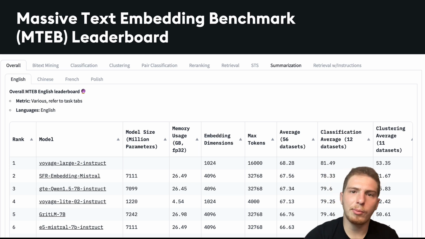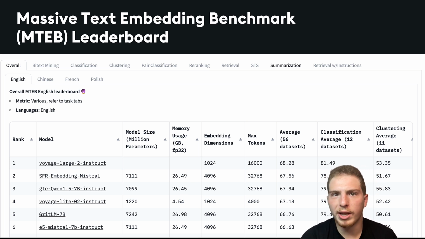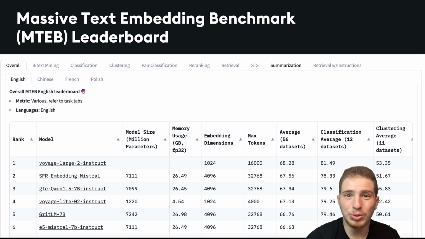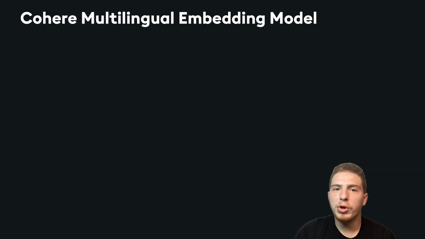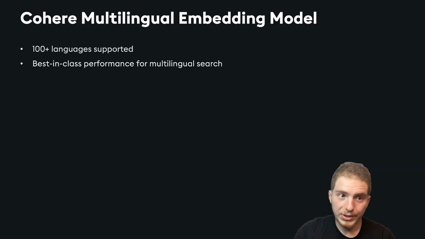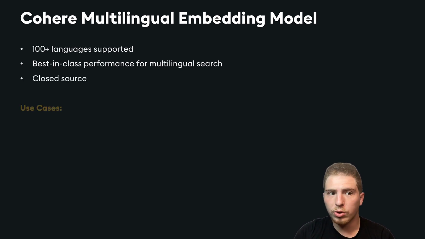Now, this leaderboard has both closed source and open source models, but it's a really good place to get started. One model that I really want to talk about is the Cohere Multilingual Embedding Model. It supports over 100 languages. It has best-in-class performance for multilingual search. It's closed source, but Cohere has excellent pricing, so in production, this might not be too much of an issue.